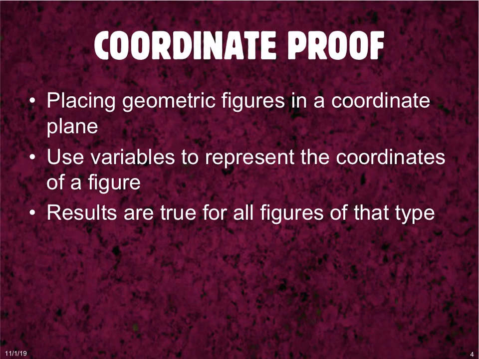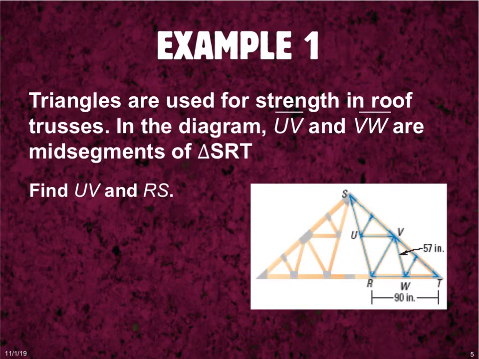Let's try some. And then another definition before we get to the examples, we're going to talk about creating a coordinate proof. What we're going to be doing is placing a geometric figure in a coordinate plane. We might be placing a rectangle or a triangle. We've already graphed triangles. So we'll be placing it in a coordinate plane, but instead of getting specific ordered pairs, our coordinates are going to have variables in them. That way the results would be true for every figure type. We're going to do an example of this in a minute. But for right now, we're going to do 2 examples of mid-segments.